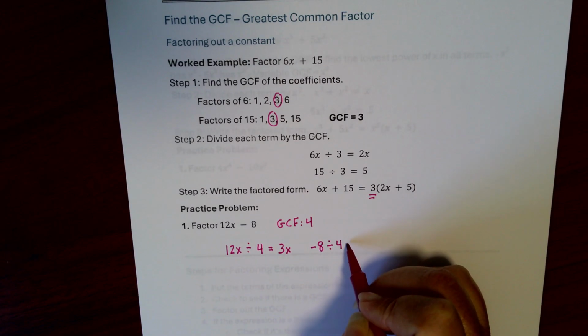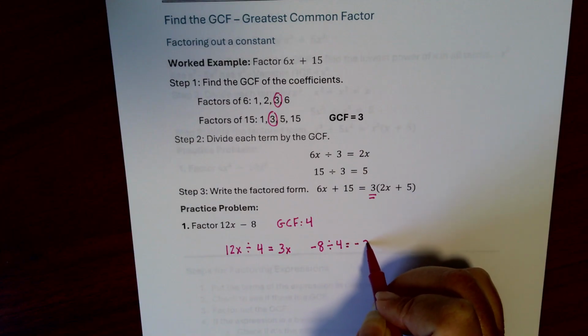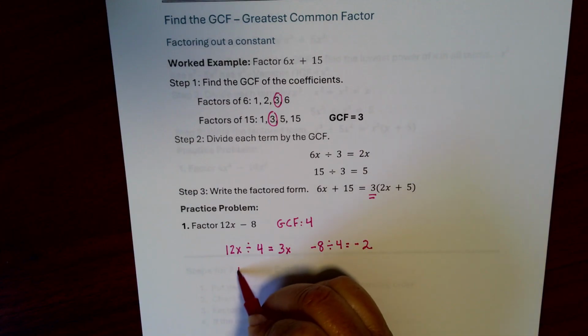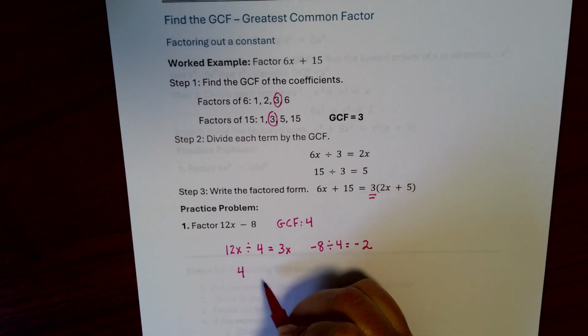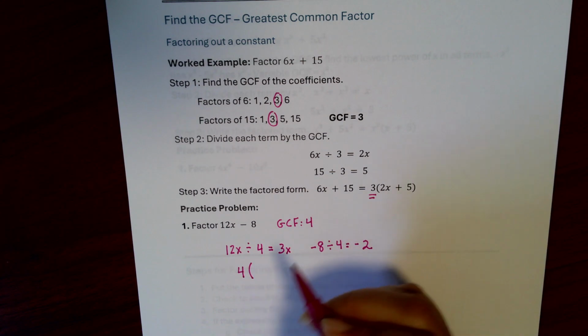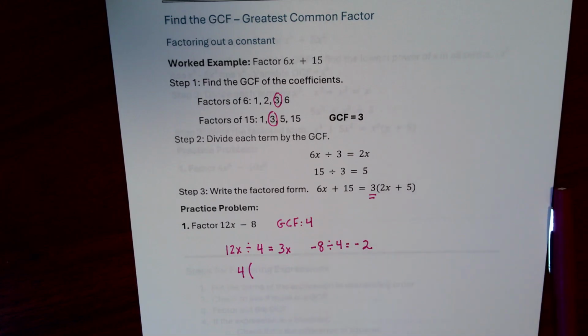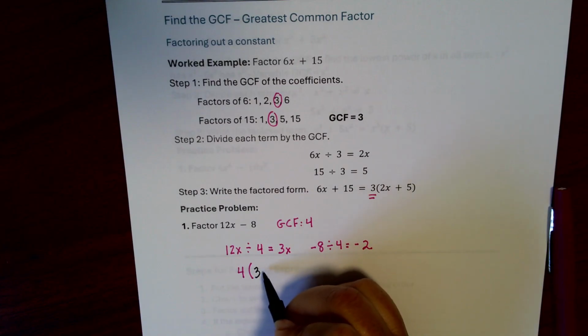Now I'm writing it out. You do not have to write it out. If you want, you can skip this step. It just depends on what will work for you. The GCF always goes on the outside of the expression, and then what we're going to put on the inside is the 3x.